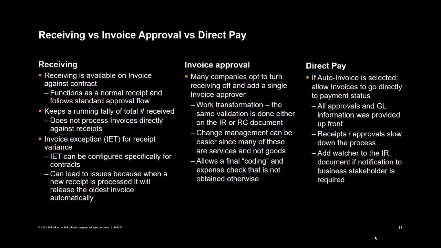So let's talk about receiving versus invoice approvals versus directly paying. Receiving on an invoice against contract functions the same as a normal receipt. You have a receipt. It follows the standard approval process unless you've set up a special one for contracts, but it keeps a running tally of the total number received. And so it doesn't process an invoice against a receipt.